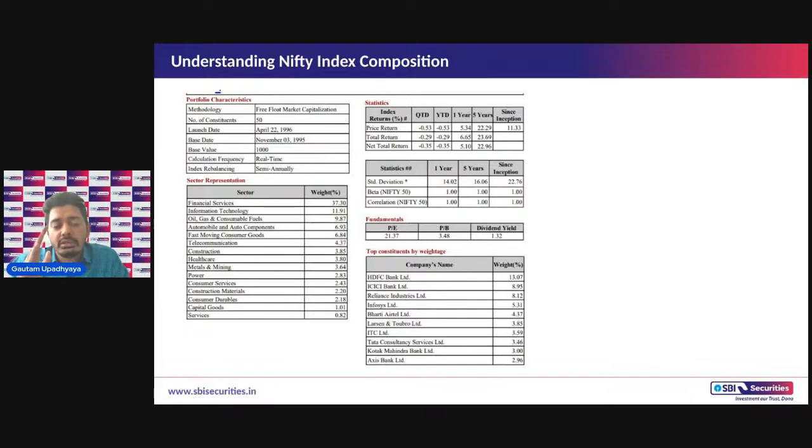The main reason being that our index is based on the concept of free float. The free float of Infosys is higher compared to TCS, and that's why the number of Infosys shares which get traded on a day-to-day basis is much higher compared to TCS. So the index composition is based on the concept of free float market capitalization. So Infosys has a higher weightage compared to TCS.